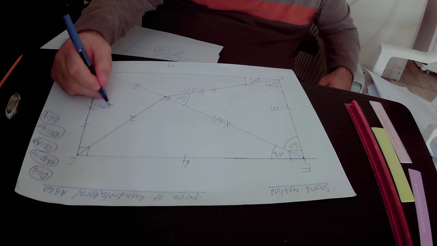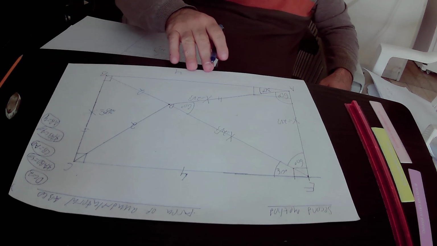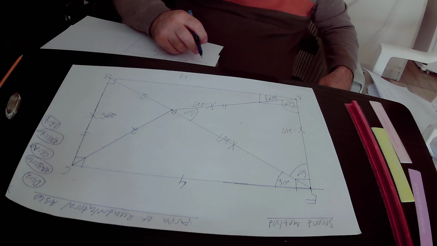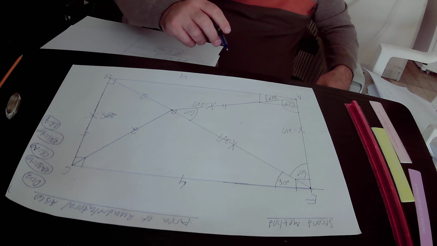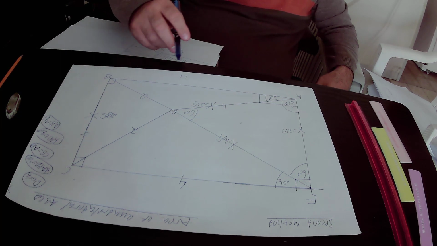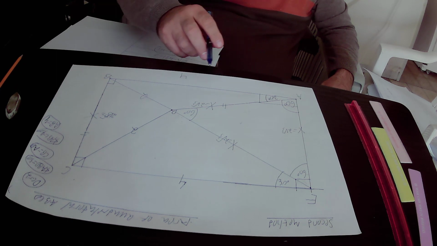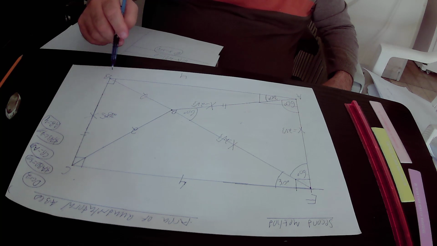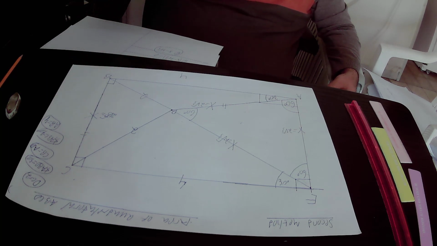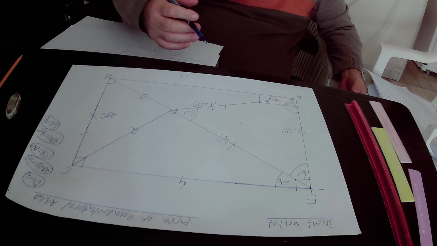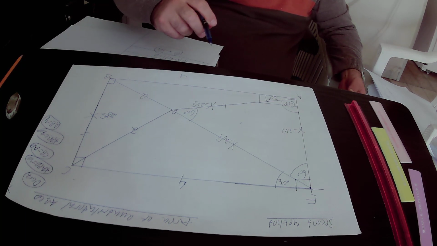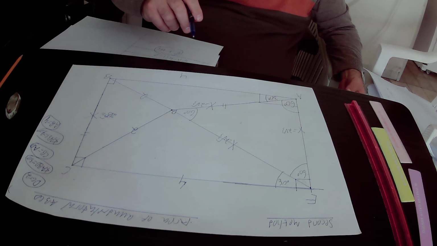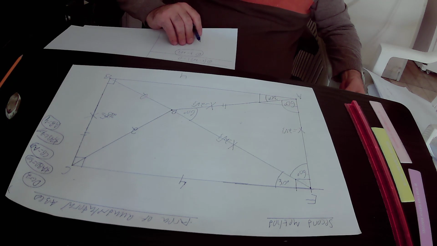So we want to find out the area of quadrilateral ABCD. So the area of quadrilateral ABCD equals the area of triangle ADB plus the area of triangle BDC, because quadrilateral ABCD consists of exactly those two triangles. Therefore, the sum of the areas of those two triangles will be equal to the area of quadrilateral ABCD. So I write it down.